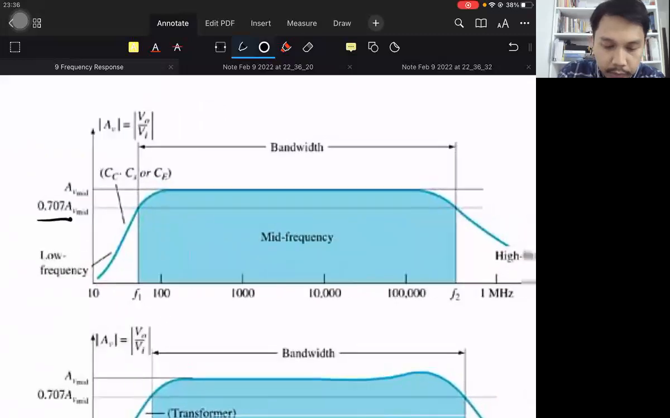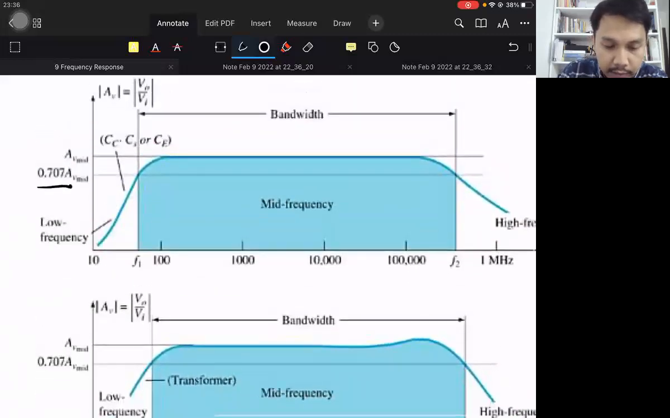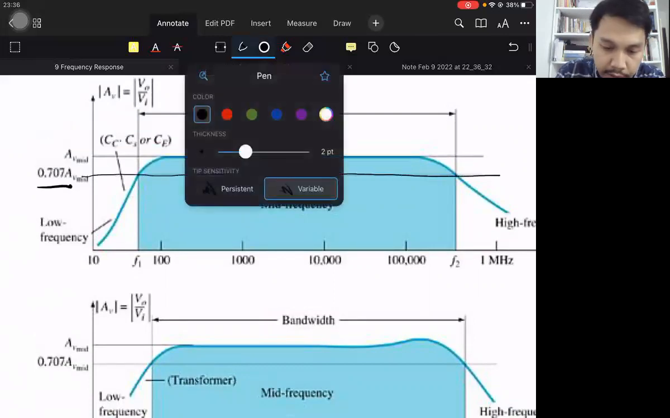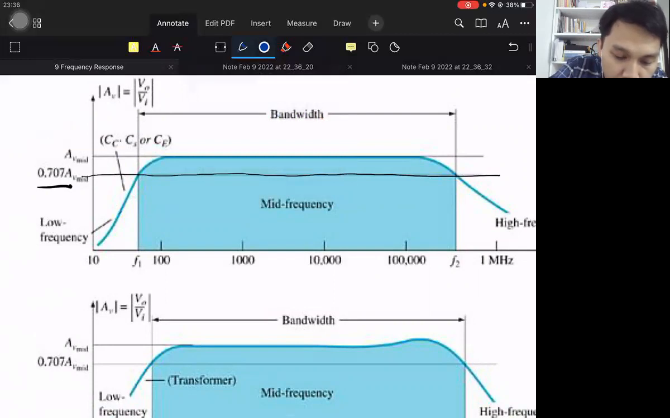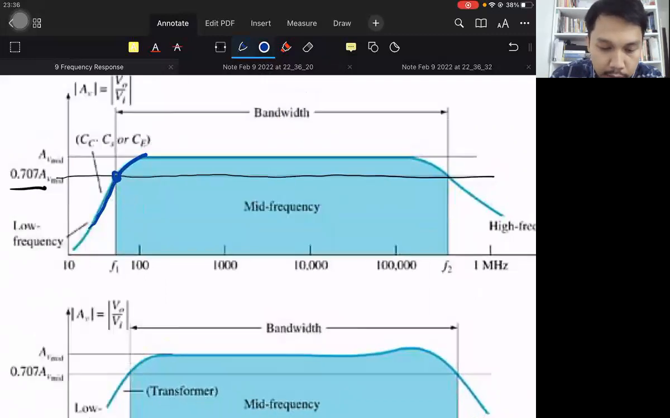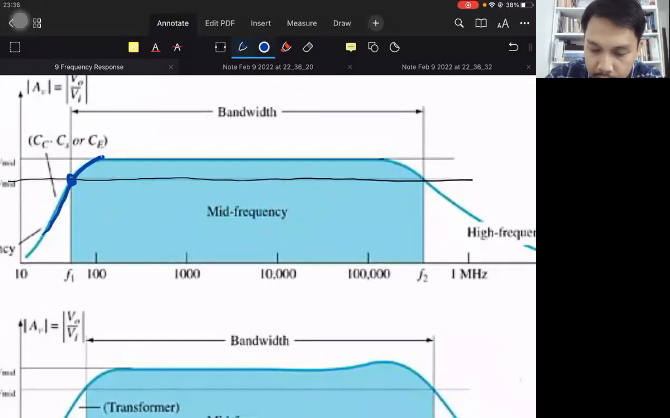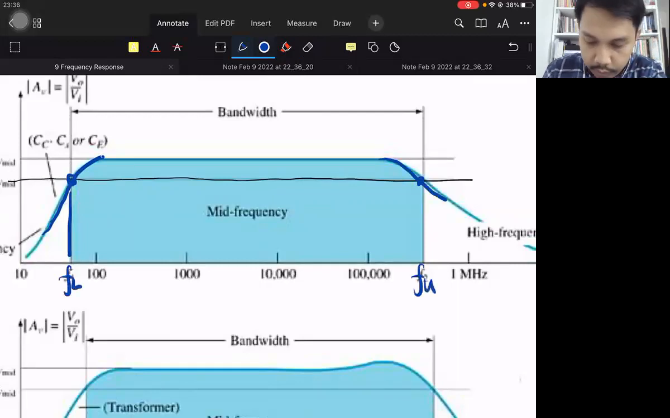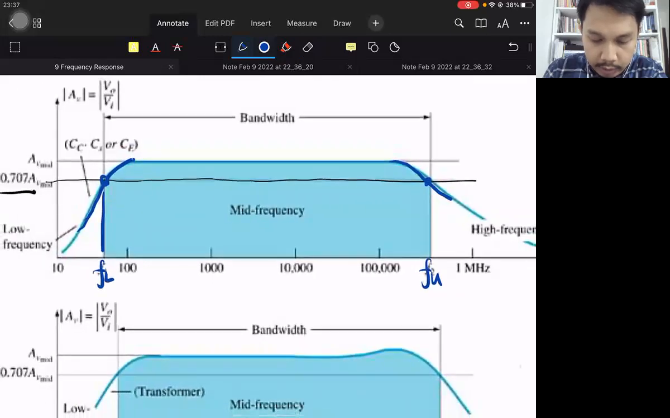So, draw lang tayo imaginary line here. And wherever it will hit the graph, that is the cutoff frequency. So this is for the lower end. This is for the higher end. So upper limit frequency. So this is FL. This is FU. Upper limit, lower limit.